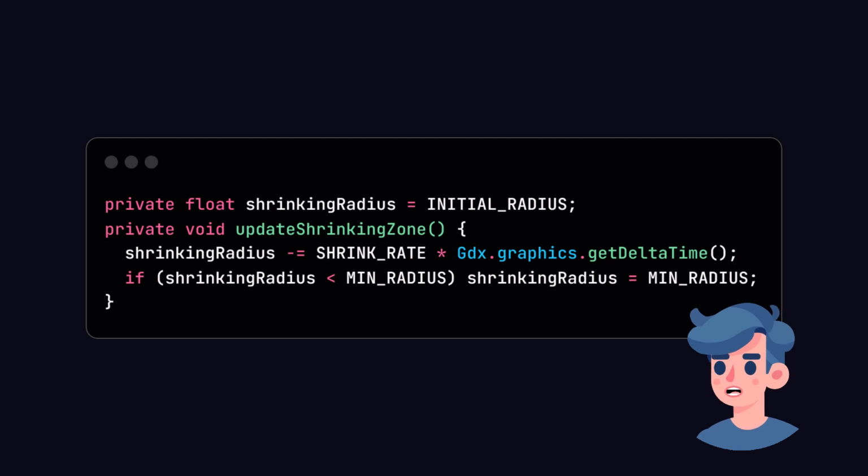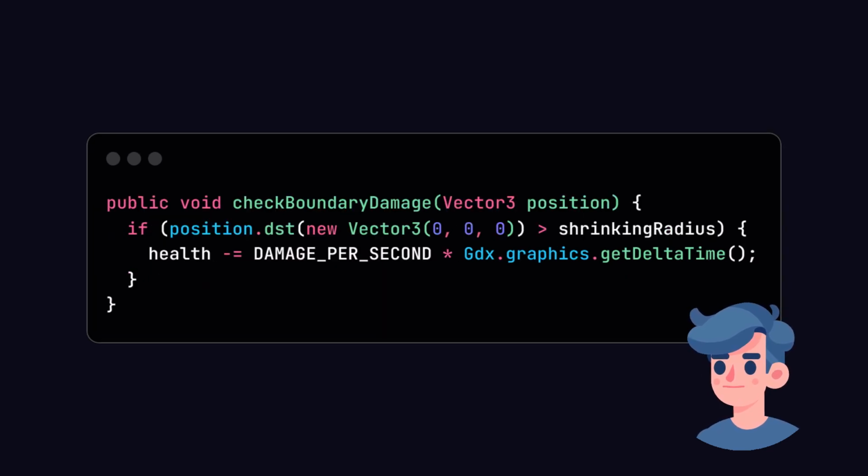To create suspense in the gameplay, a shrinking play area is commonly used in Battle Royale games. We can implement a circular zone that shrinks over time. Players outside the shrinking radius would start taking damage over time. Implement a method inside the player class to handle this.